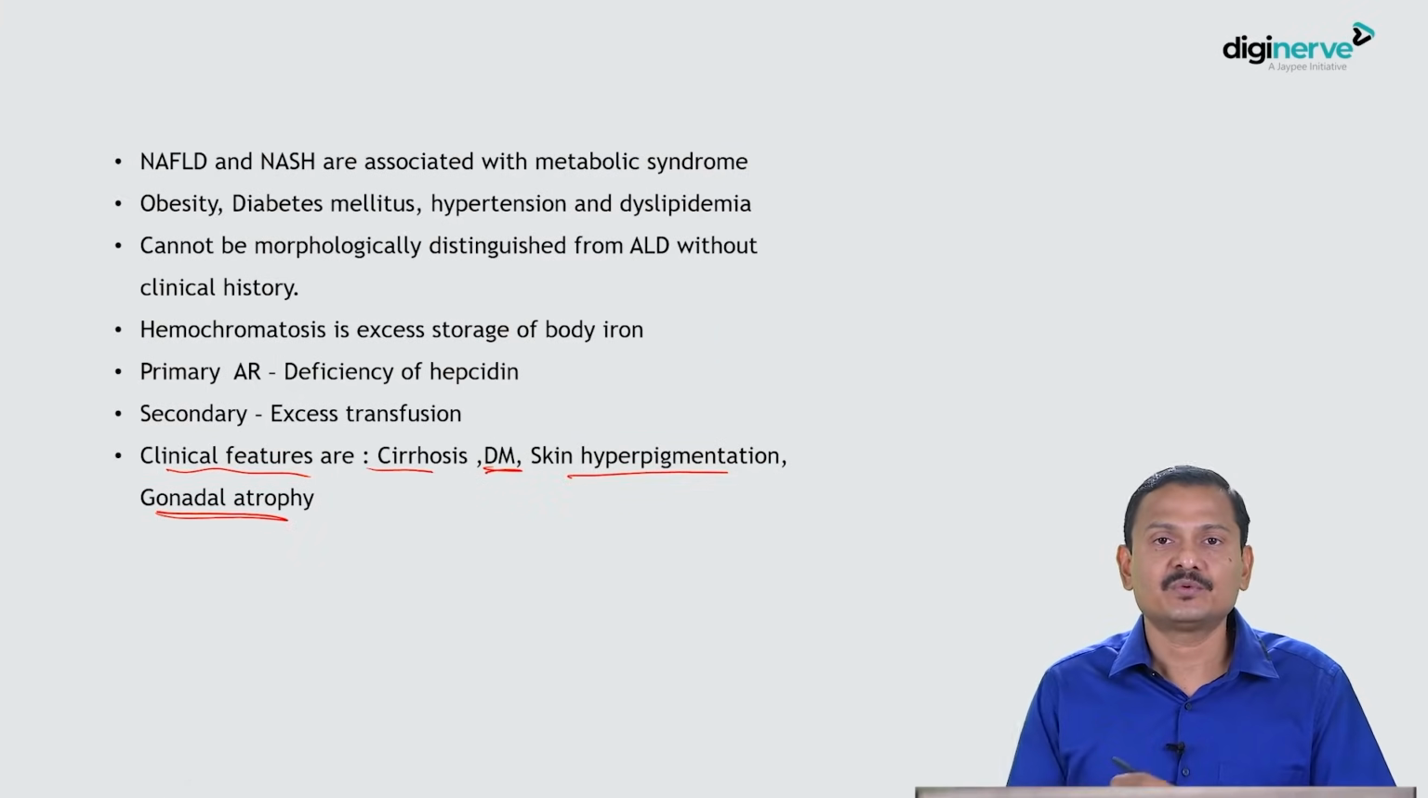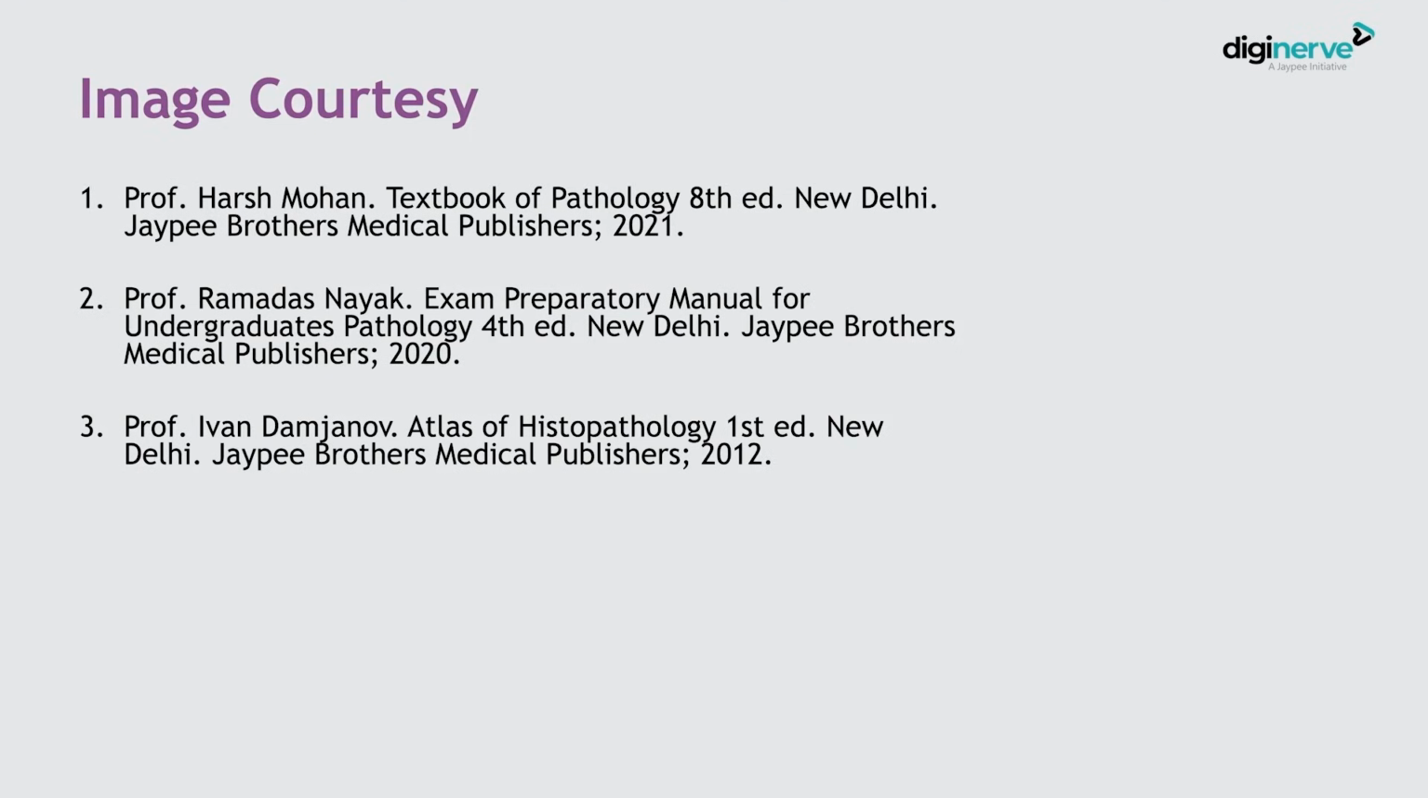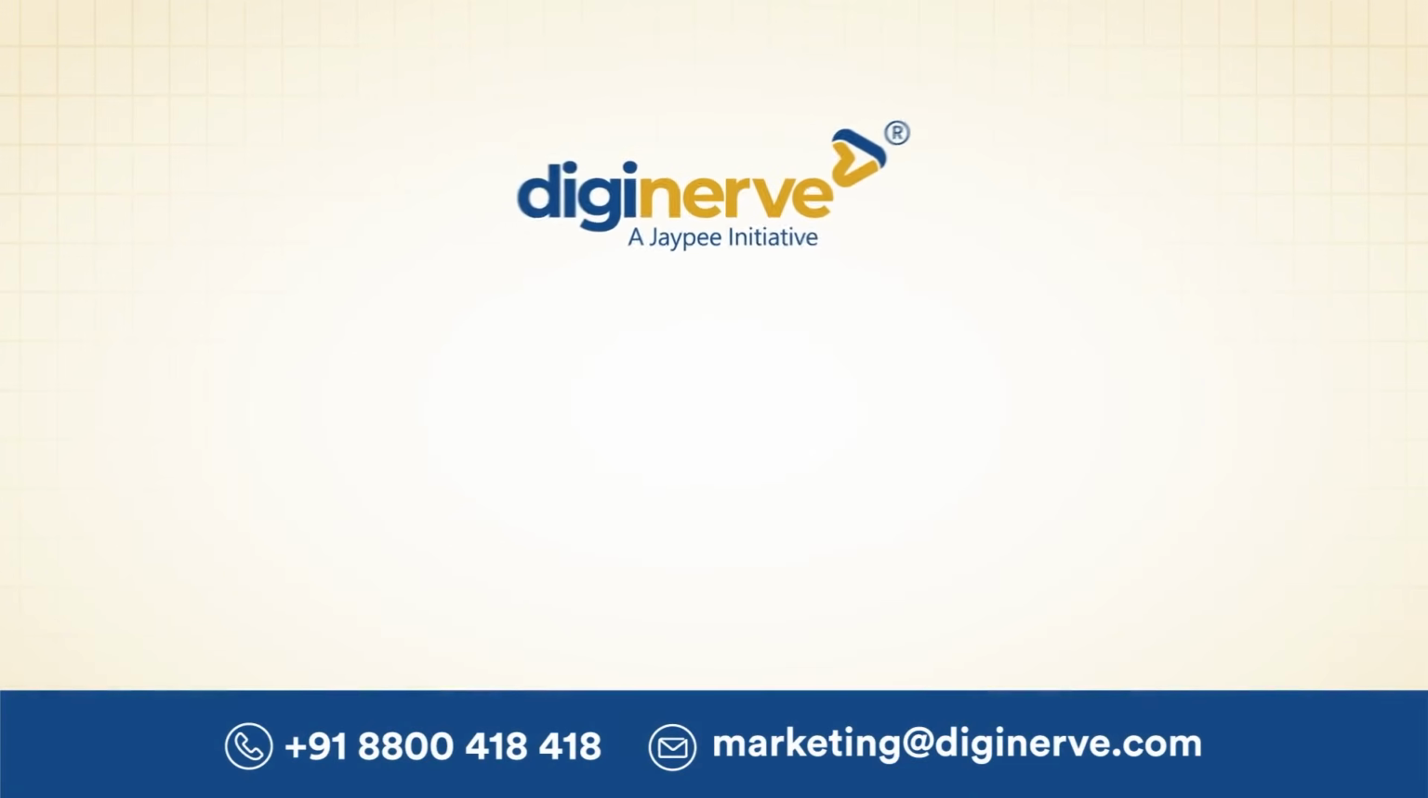With the summary, we have come to the end of this session. I hope you have understood the concepts and all the detailed principles of alcoholic liver disease as well as its progression to cirrhosis. Thank you so much.